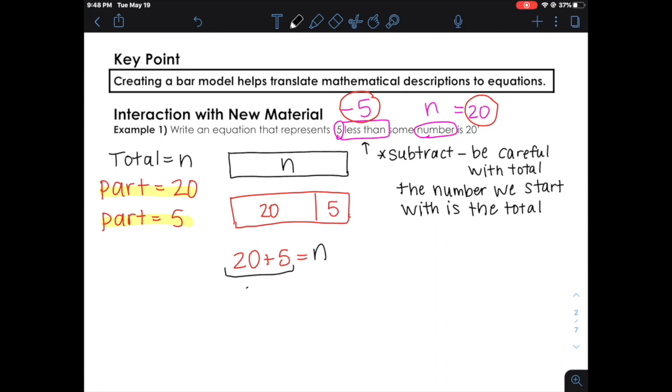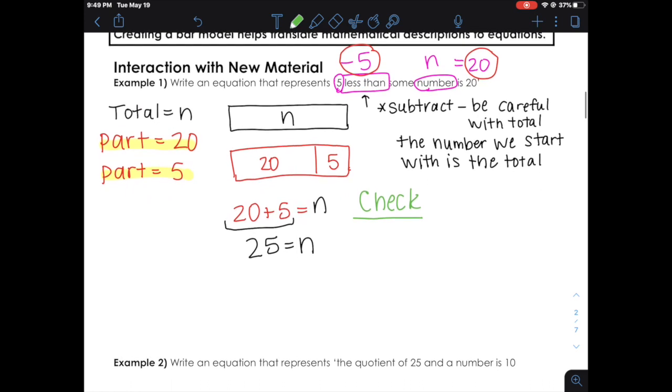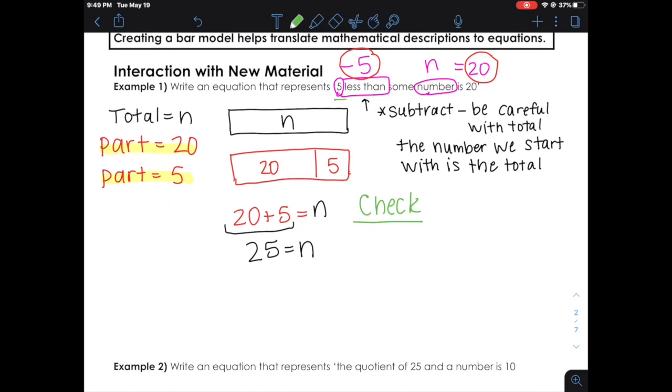So when we simplify that, 20 plus 5 is 25. So n equals 25, and we can check our work by plugging it in to a number sentence that we now have to make sure we create from this phrase.